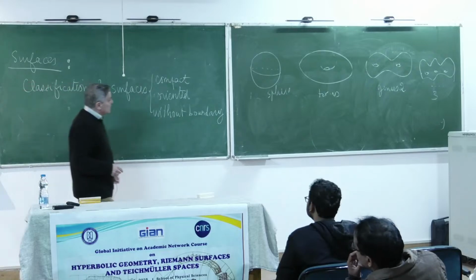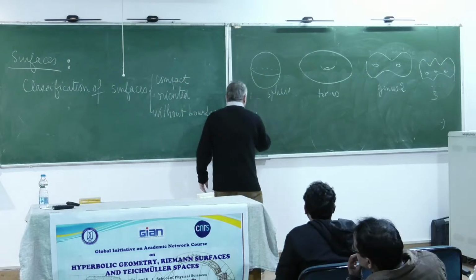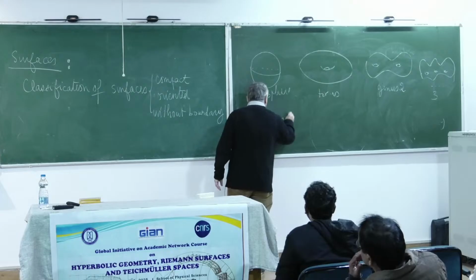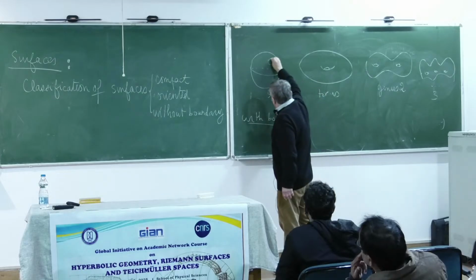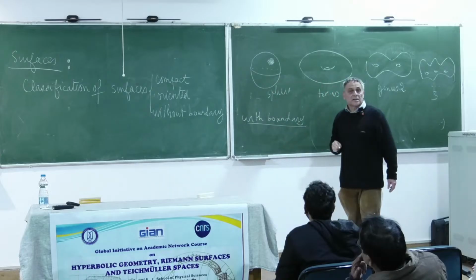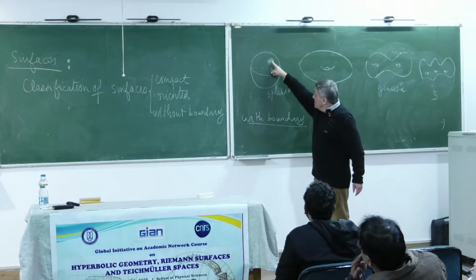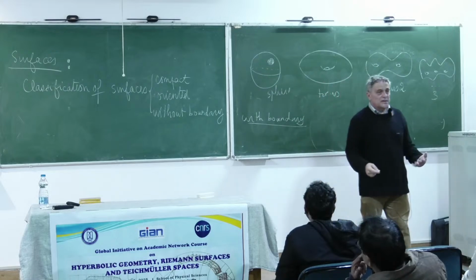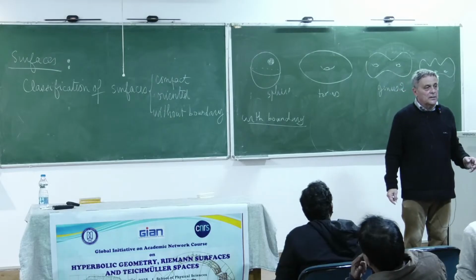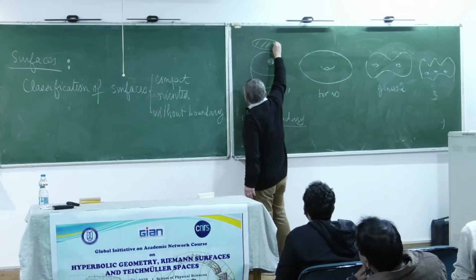It's fine. So if I need a surface with boundary, then I will remove a few disks. I remove a disk from this surface. What do I get if I remove a disk from the sphere? What do I get topologically? Yes, thank you. So this is the same as a disk.